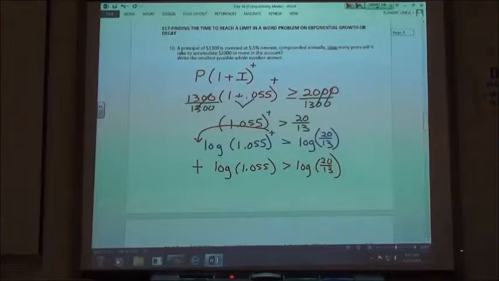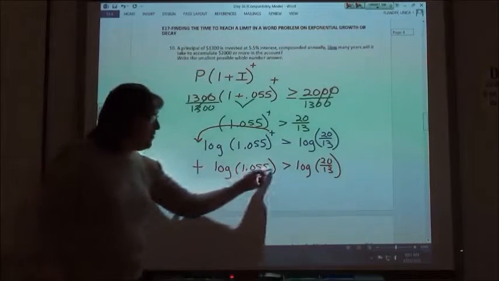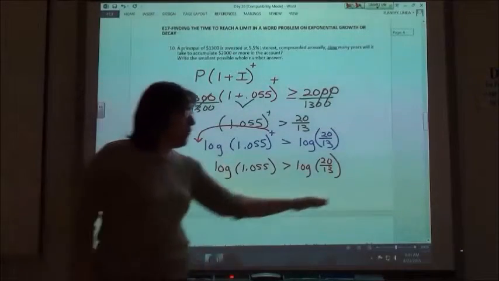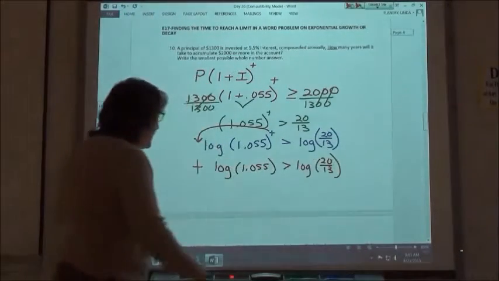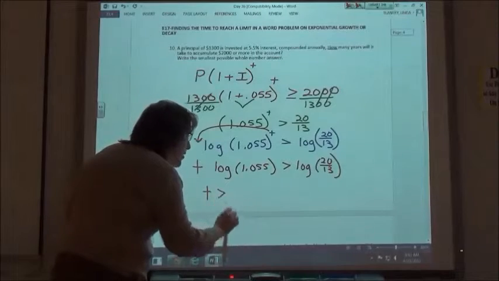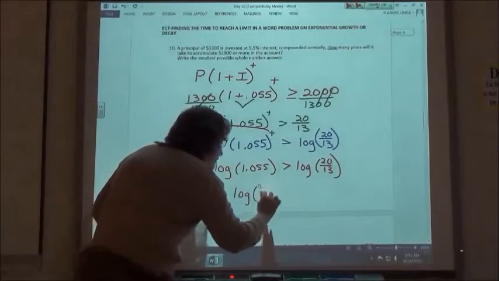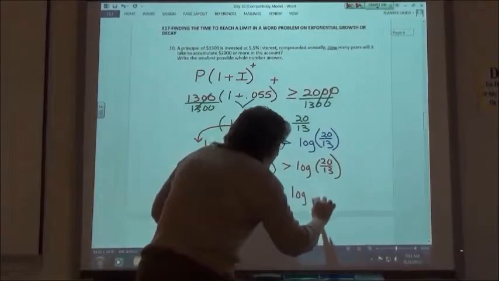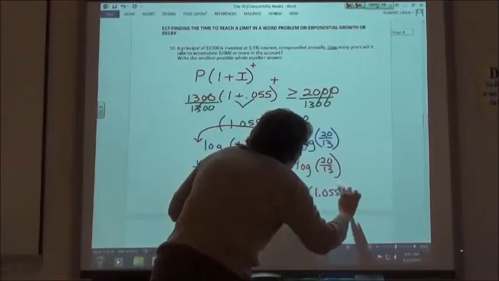Now in order to solve that for t, I need to move this to the other side. Since this is t times this, when I move it over, I'm going to divide. So I'm going to say that t is greater than the log of 20/13 divided by my log of 1.055.